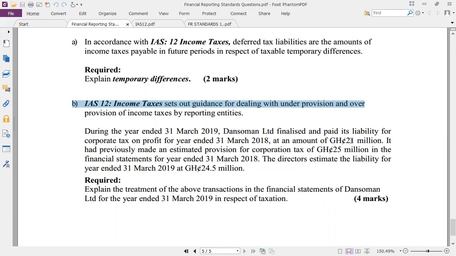At an amount of 21 million. So that's the final tax or agreed tax, 21 million. It had previously made an estimated provision for corporate tax of 25 million. So that's the tax provided in the financial statement for the year ended 31st March 2018. The directors estimate the liability for the year ended 31st March 2019, that's the current year, at 24.5 million.